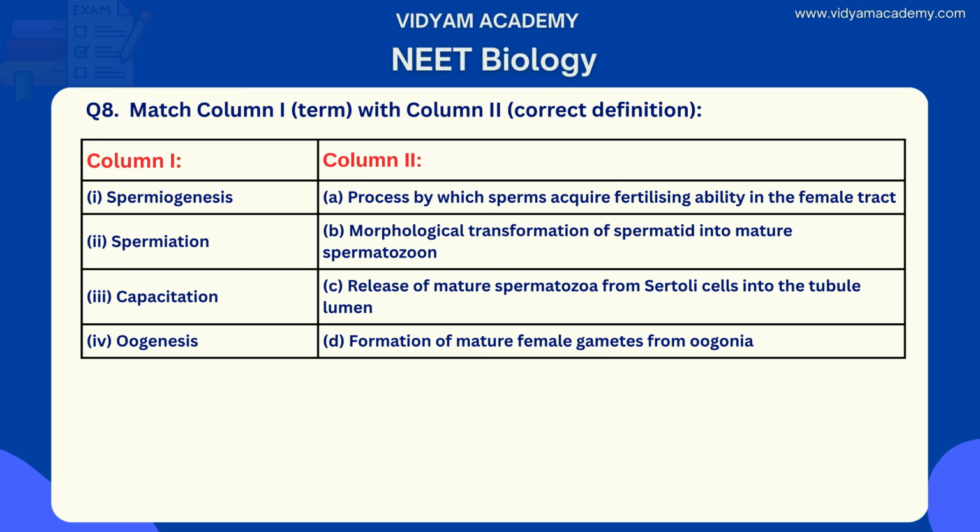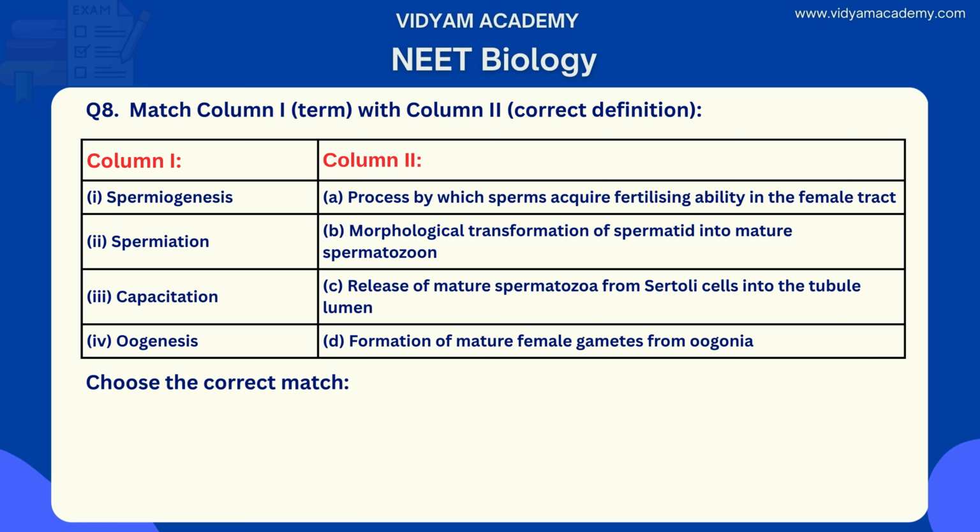So here option 3, capacitation. Option C, release of mature spermatozoa from Sertoli cells into the tubule lumen. Option 4, oogenesis. Option D, formation of mature female gametes from oogonia.